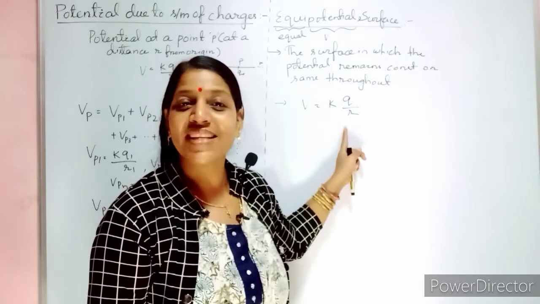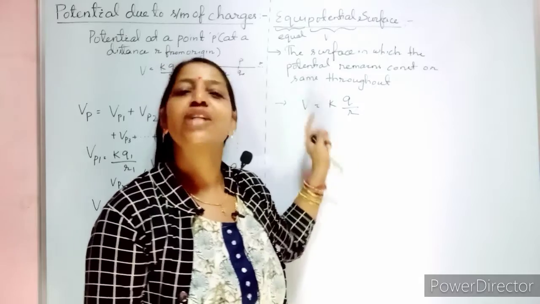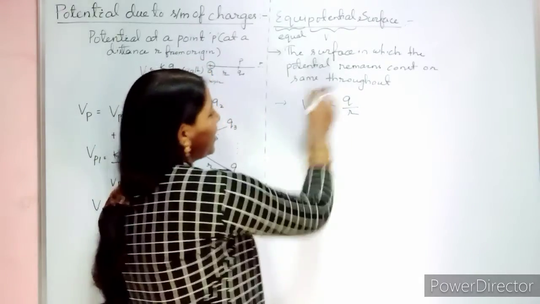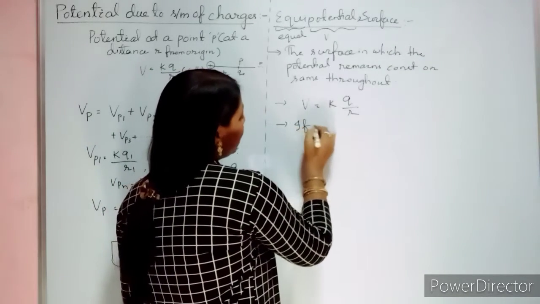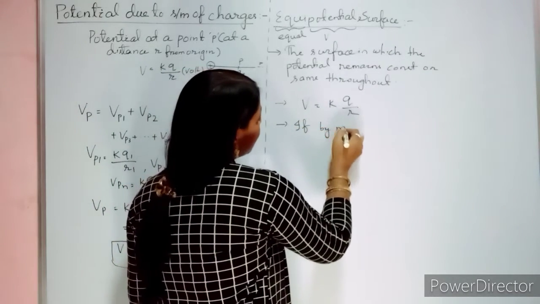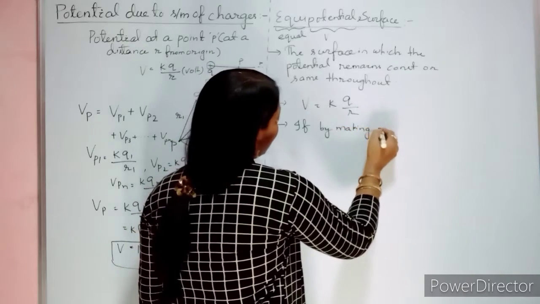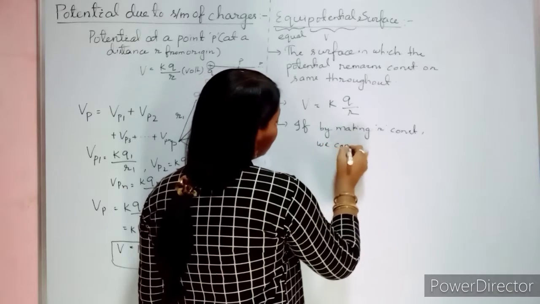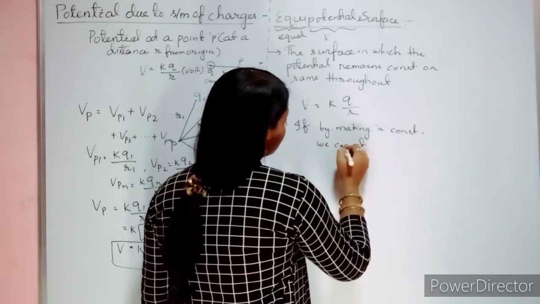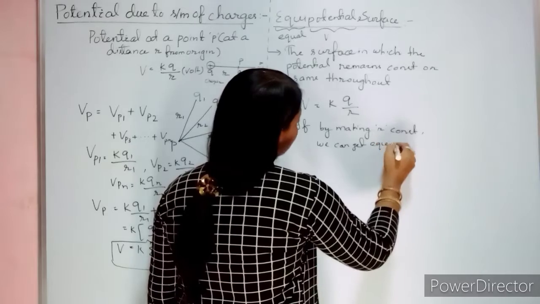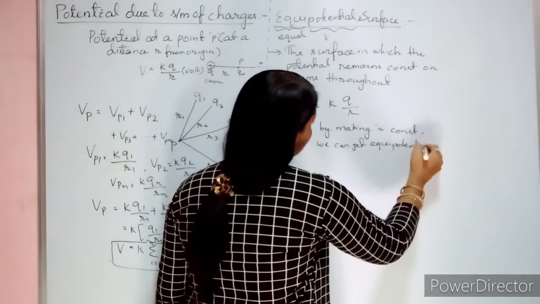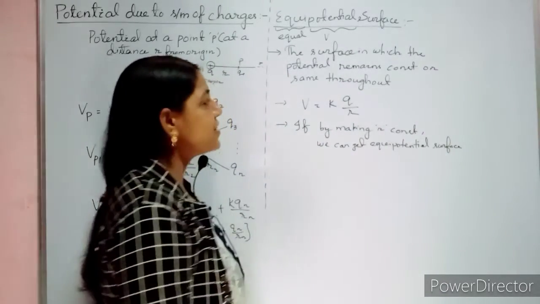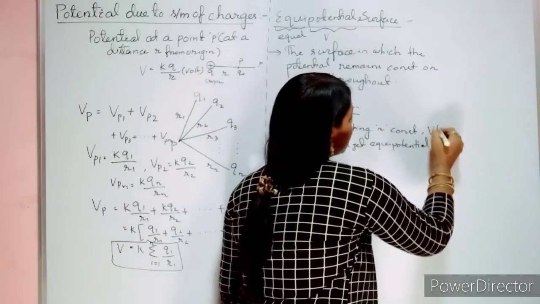If you make your R constant, V also will be constant. Am I right? So by making R constant, we can get an equipotential surface. Because if you maintain R constant, what will happen? V becomes constant.